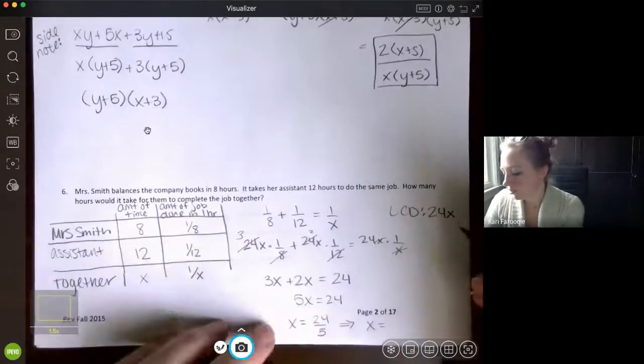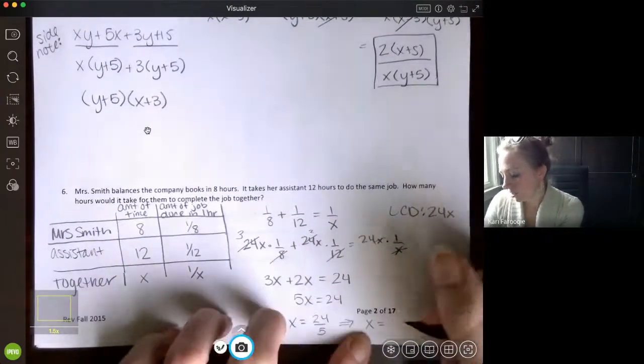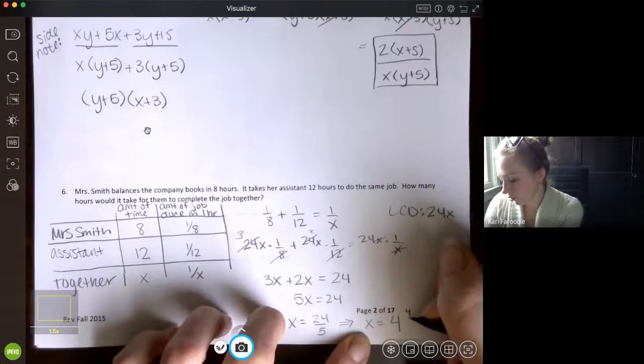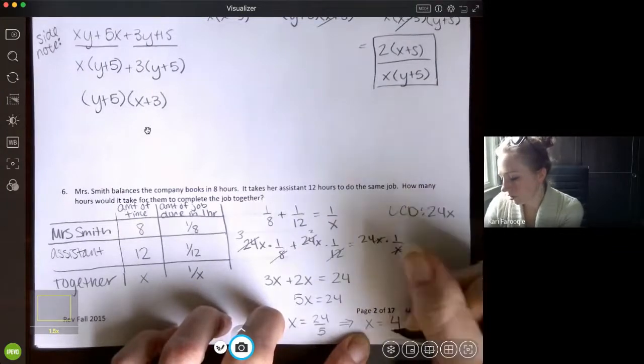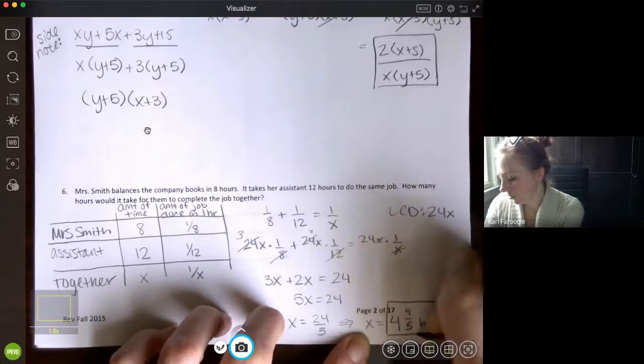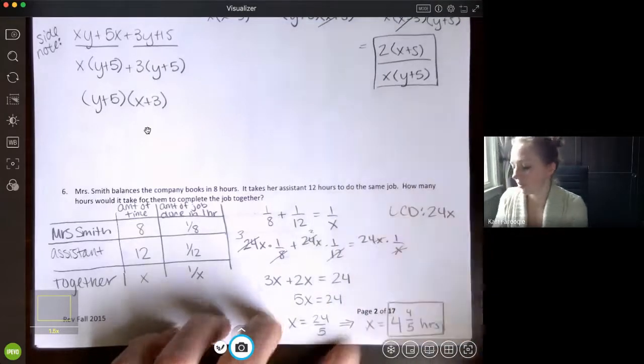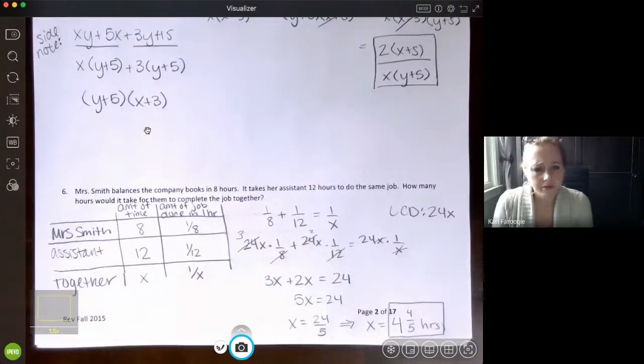5 goes into 24 4 times with 4 left over. And you get 4 4/5 hours. And then that makes sense to me. If Mrs. Smith is doing the job by herself in 8 hours and the assistant takes 12 hours, then almost 5 hours sounds about right. So working together, they're going to cut that time down. Any questions about number 6?